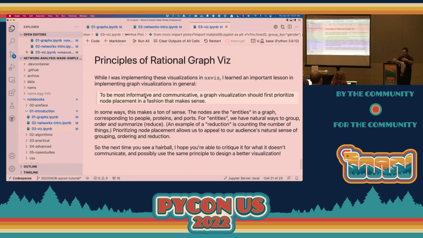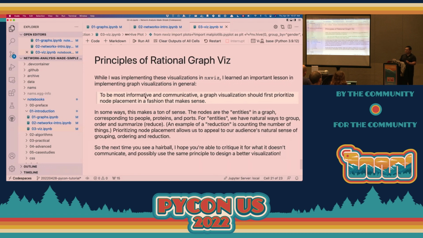I'm going to leave this notebook with you with just one key idea. That is, you should prioritize the placement of your nodes. Think really hard and carefully about how you want to prioritize the placement of your nodes. If you do that, then you will find that your graph visualizations become much easier to talk about and communicate when you're in a real setting, right? Like the hairball just doesn't cut it anymore, right?